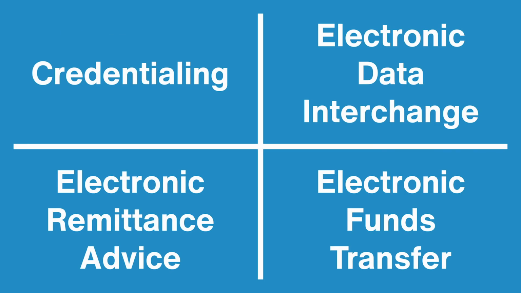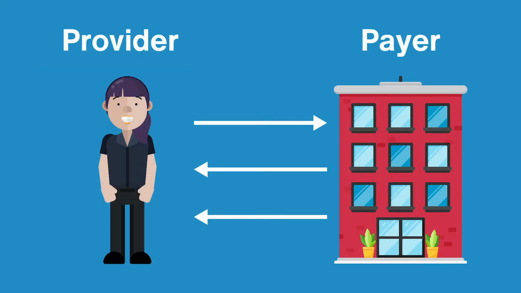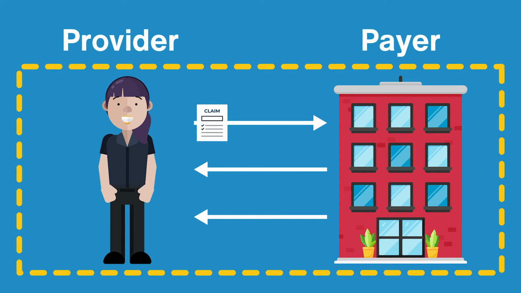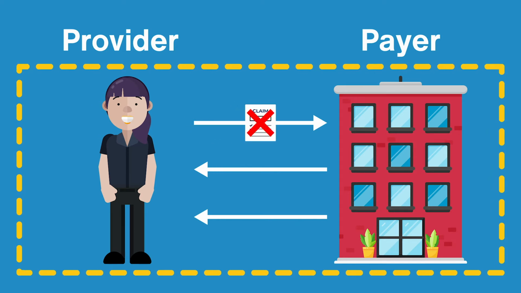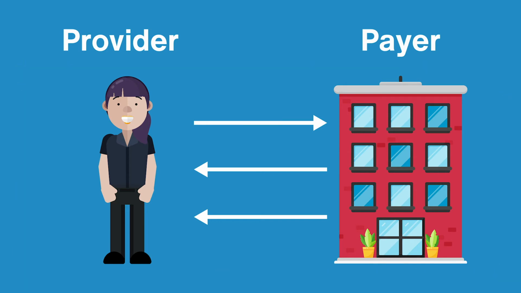Now that you understand what all of these terms mean, it's also important to understand that each of them exist independently from each other. It's possible to be credentialed with a payer while also not being approved to submit EDI claims to them. Likewise, you may not be credentialed with a payer, but still able to submit out-of-network EDI claims, receive ERAs, or accept EFTs.